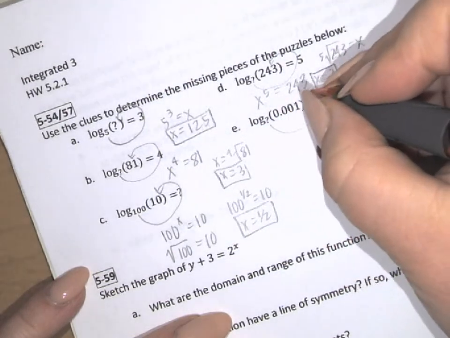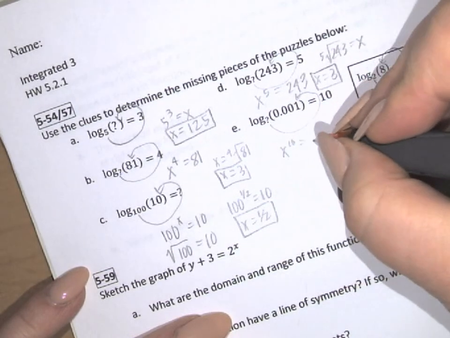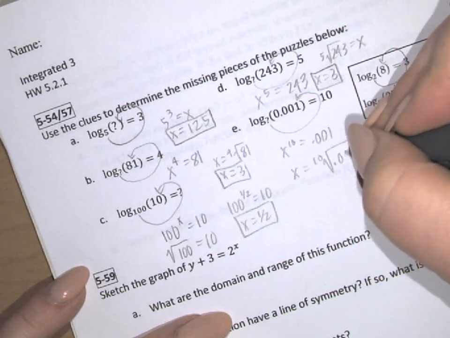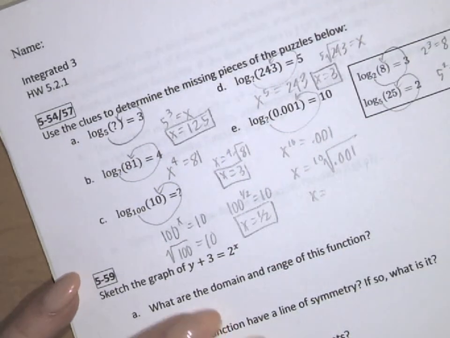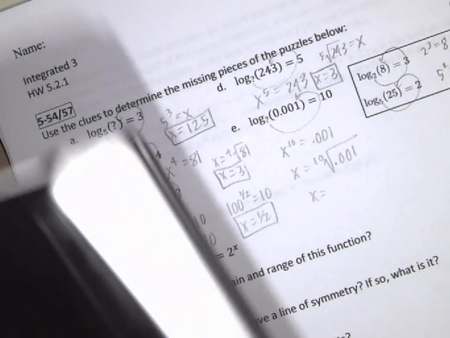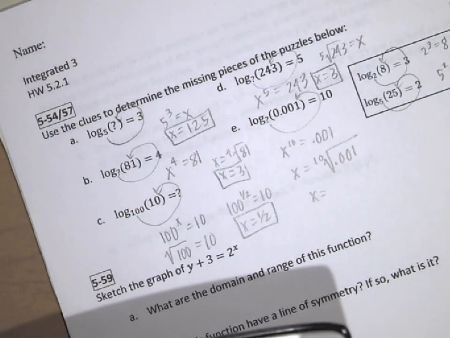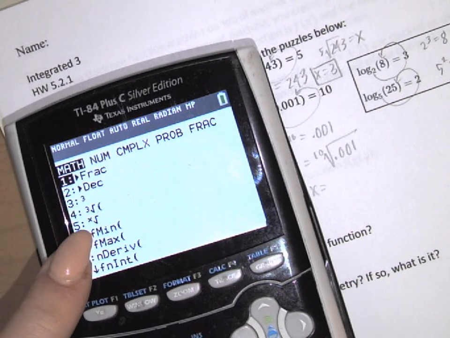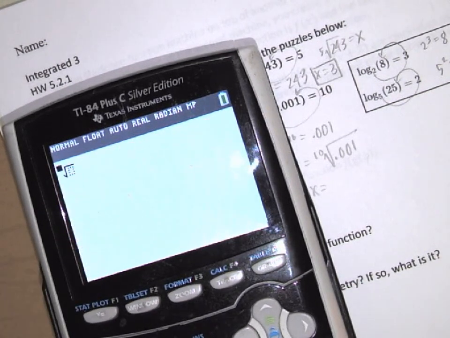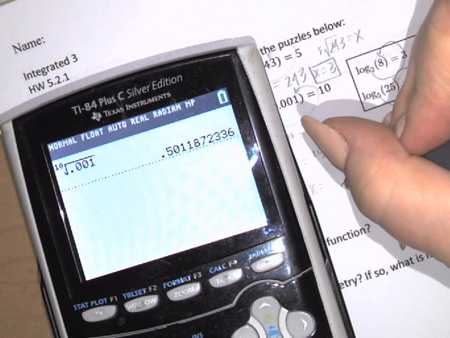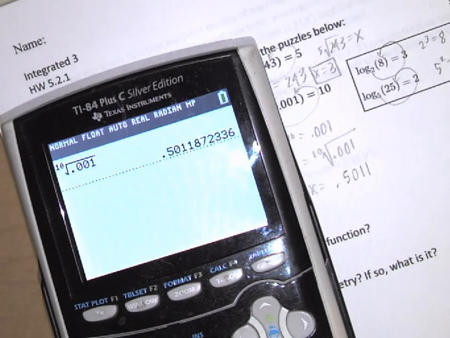And then here, what to the 10th power is that? That one you'll have to use your calculator. You'll have to do the 10th root of 0.001. To do that on your calculator, you press the math button, and then you pick 5, which lets you pick what kind of root you want. Then you want the 10th root, and then 0.001, and then you get 0.5011.